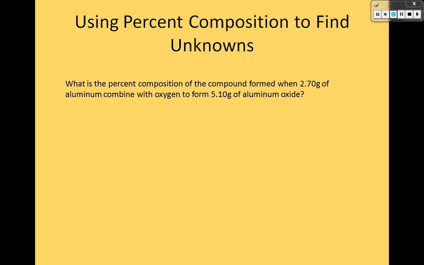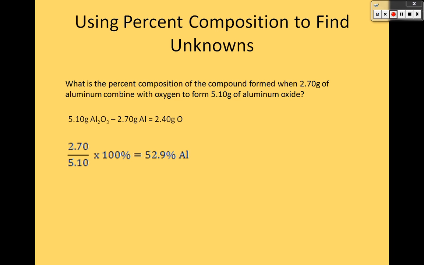So if we know that the total mass of the aluminum oxide is 5.1 grams, and we know we used 2.7 grams of aluminum, then we know that the oxygen must be 5.10 grams minus 2.7 grams, which gives you 2.40 grams of oxygen. So now we have the total mass, which is 5.10 grams, and then we have the mass of each aluminum and oxygen. So go ahead and solve this, and then again, check your work.